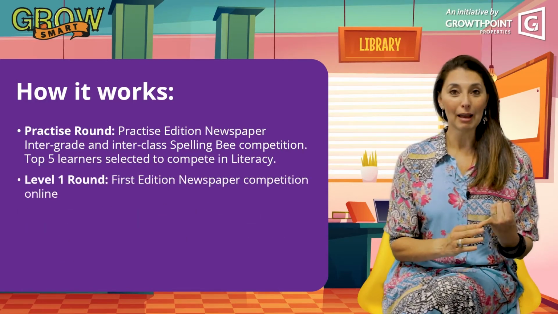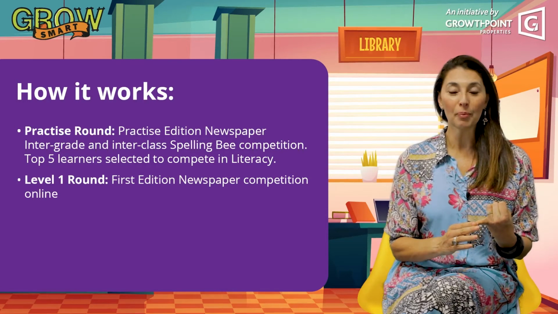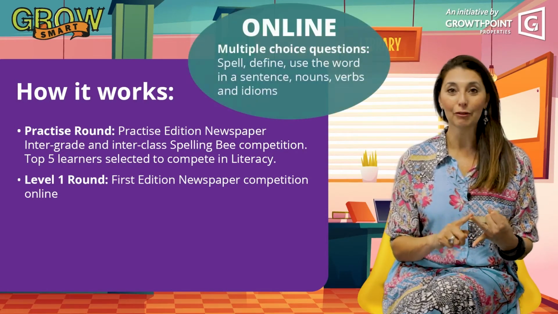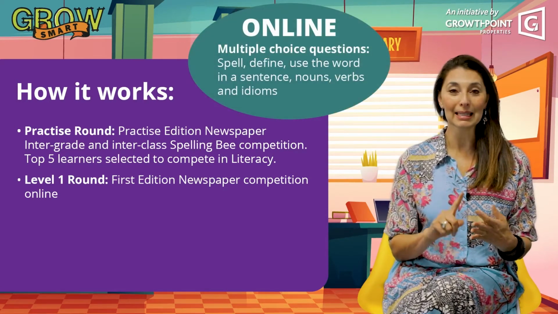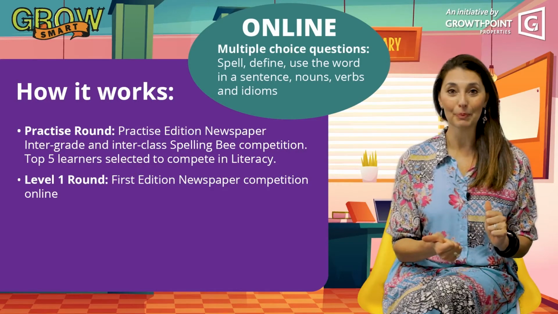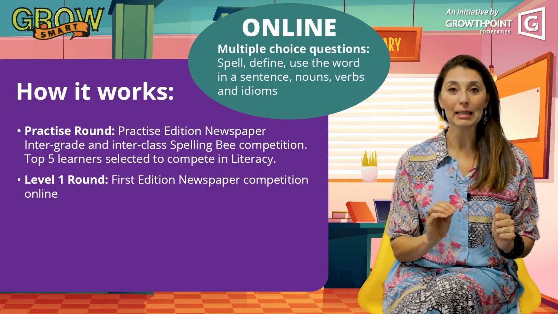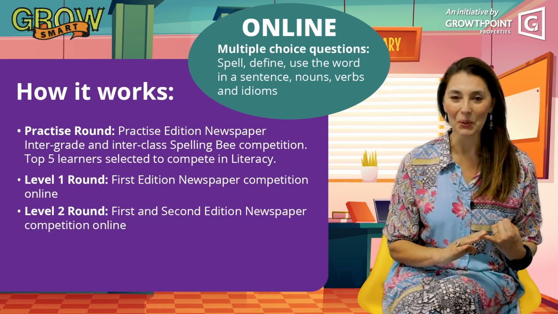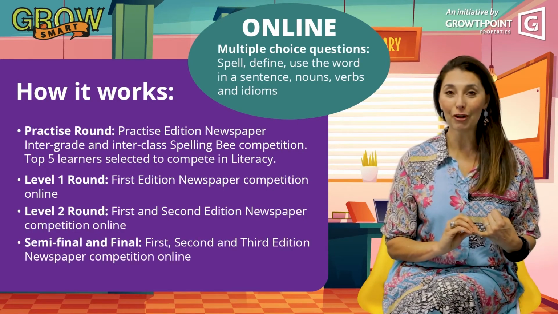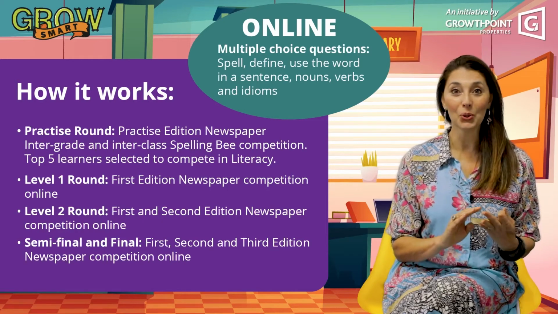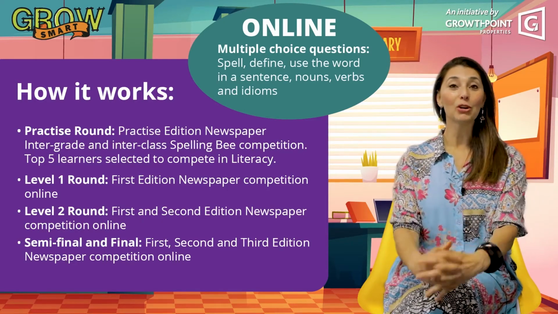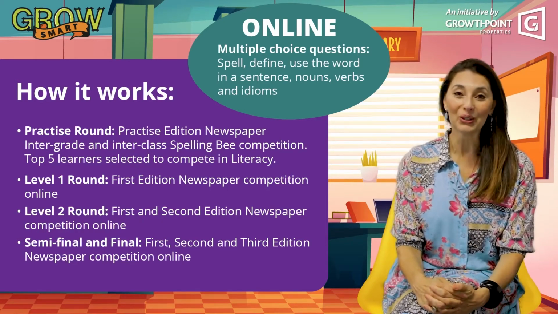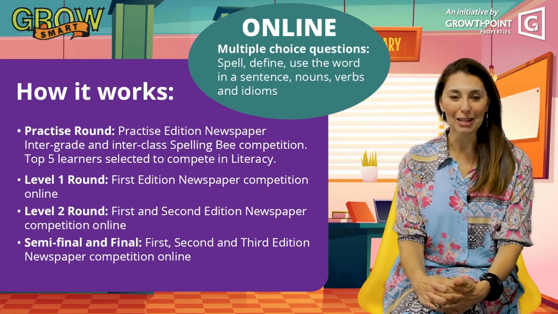Let's recap. Edition 1 for Level 1. What are we going to do? We need to know how to spell, define, use the word in a sentence, nouns, verbs, and idioms. Exactly the same process for Level 2. Level 2 is Edition 1 and 2. Semi-final and final, Editions 1, 2, and 3. That is how you are going to prepare your learners for the Growsmart literacy competition.